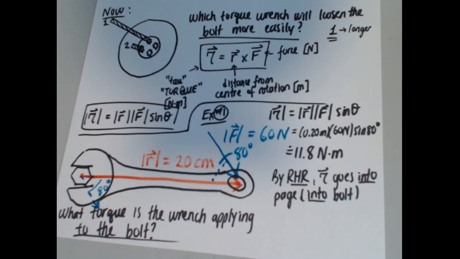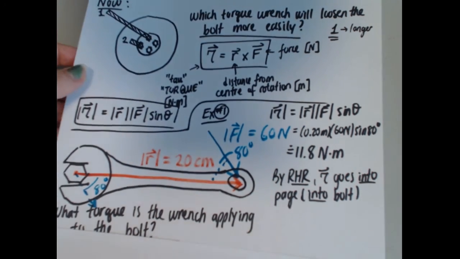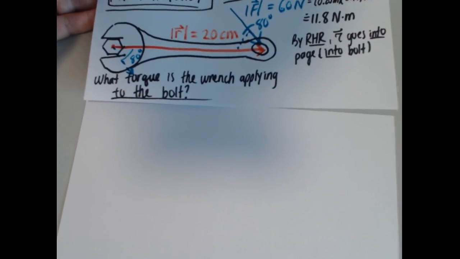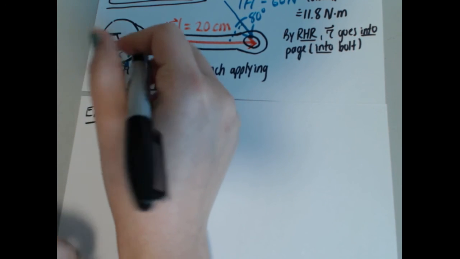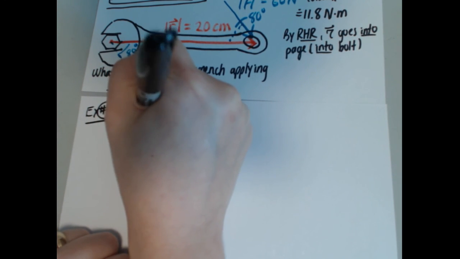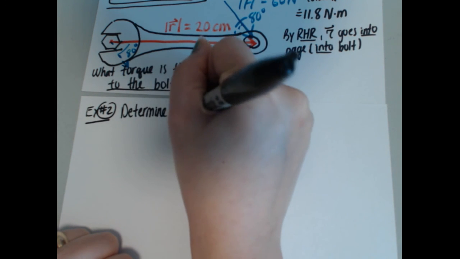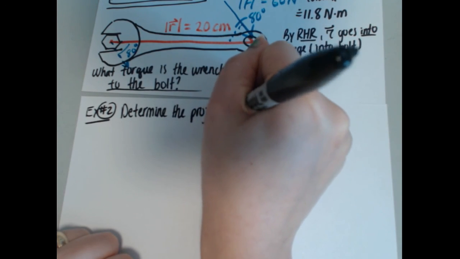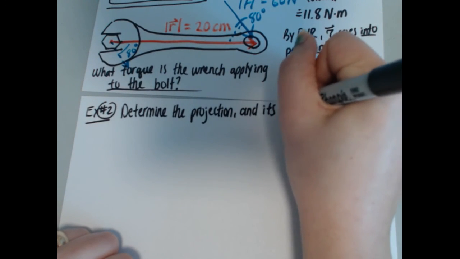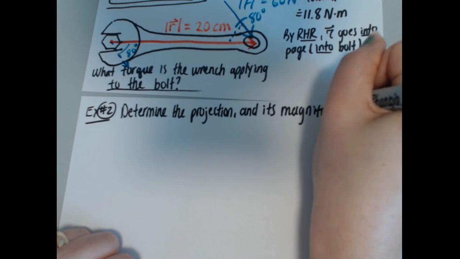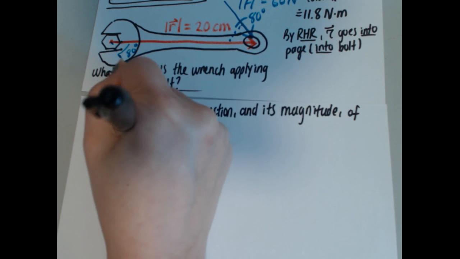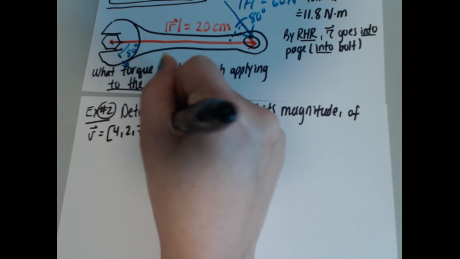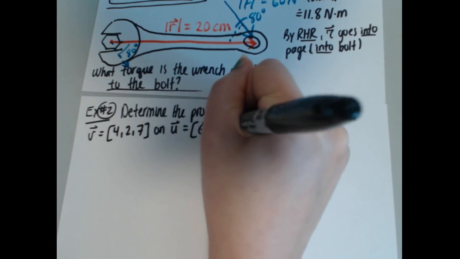All right. Let's revisit something that we haven't talked about for a few lessons, and that is projection. Example 2. Determine the projection and its magnitude of v, where vector v is 4, 2, 7, on vector u, which is 6, 3, 8.